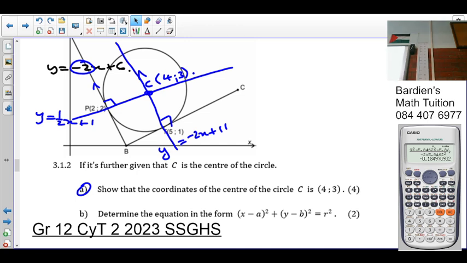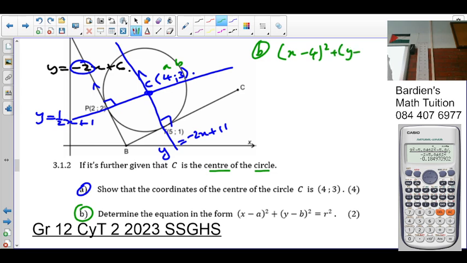Okay. Let's look at B. B wants you to determine the equation of the circle, in the form as they told you. So we know that your a and your b are going to come from the center, so it's x minus 4 squared plus y minus 3 squared is equal to r squared.